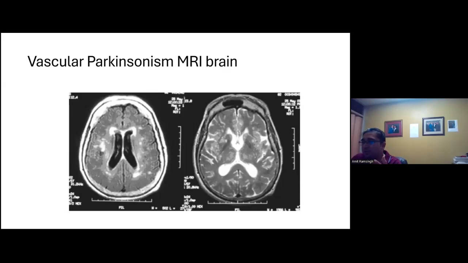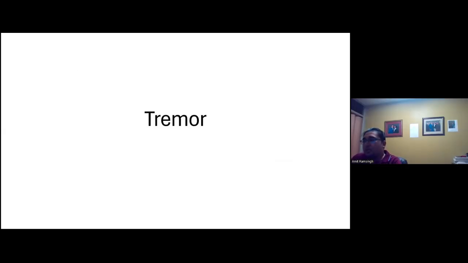You see what we term leukoaraiosis, or a lot of deep white matter changes indicative of small vessel disease or lacunes. So importantly, we leave Parkinsonism and Parkinson's disease and we move on to tremor, right? Which is also quite relevant here.